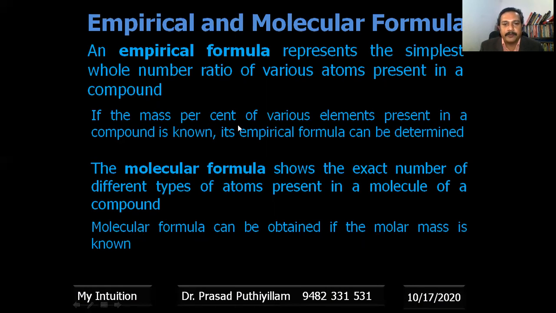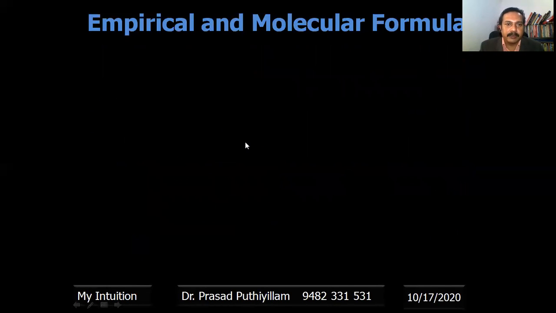Therefore, we can say if the mass percentage is given, we can find out the empirical formula. From the empirical formula, we can calculate the empirical formula mass. And if the molar mass is there, then using the empirical formula mass and molar mass, we can find out the molecular formula also. So an example is given.